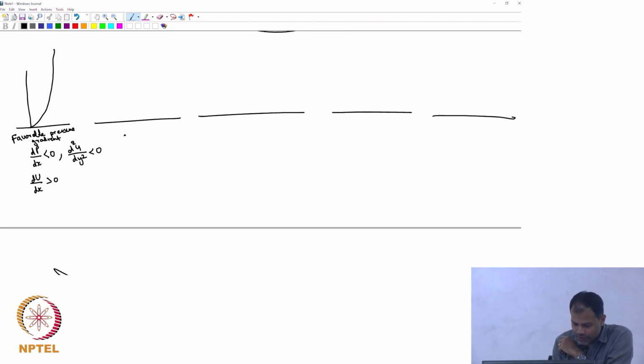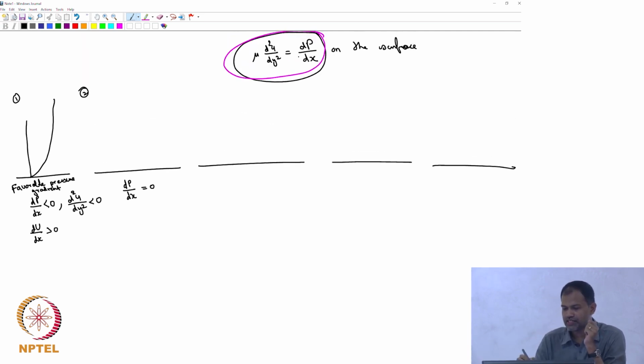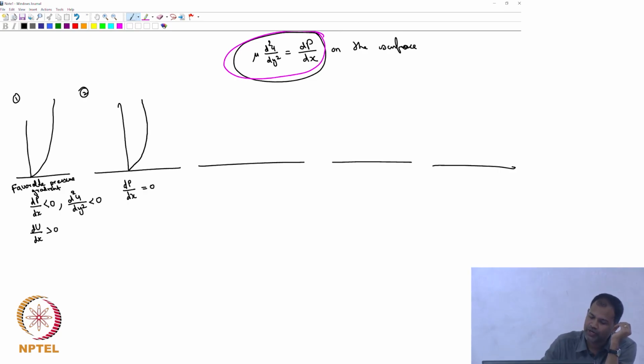So the next one we want to analyze is dp by dx is equal to 0. So that was case 1. Case 2: dp by dx equal to 0, what would be the profile? We know d square u by dy square, the curvature, is 0. So the velocity at the wall should be linear. It should start linear, but then we don't know what is going to happen.